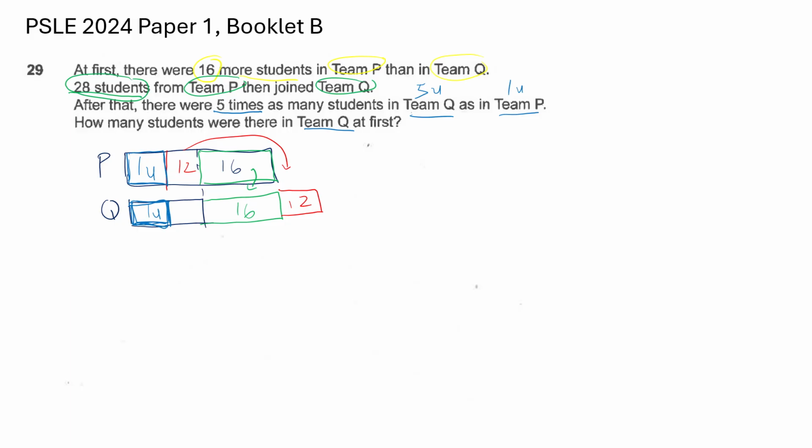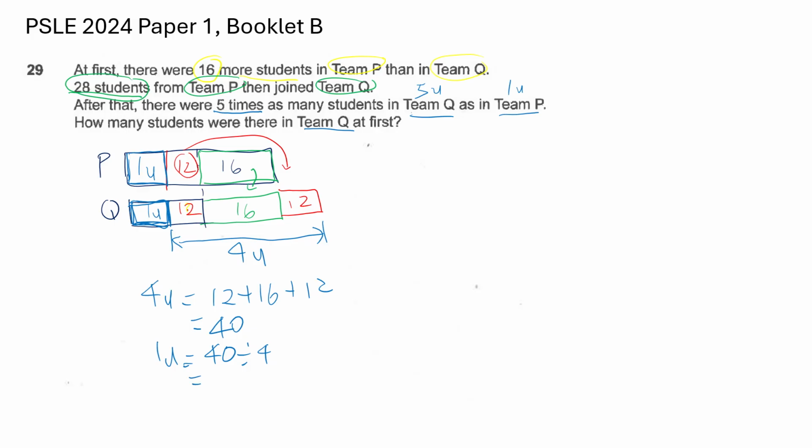So if there's 1 unit here, in other words, from here to here, this will be 4 units. And you can see there's a missing number in this model here. What is this number? You find that this number is actually the same as this number. So this is 12. In other words, 4 units is equal to 12 plus 16 plus 12. That gives you a total of 40. In other words, 1 unit will be 40 divided by 4, which gives you 10.